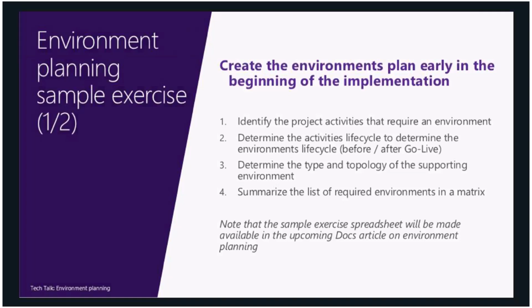The steps are really simple. First, you're going to identify the different project activities that require an environment. You're going to assess the life cycle of those activities, and this will tell you how long an environment will live. You would consider that before and after go live. Then, as a first step, you're going to determine what is the right type, what is the right topology for the environment, and you will come with a summarized list of the environments with additional details.